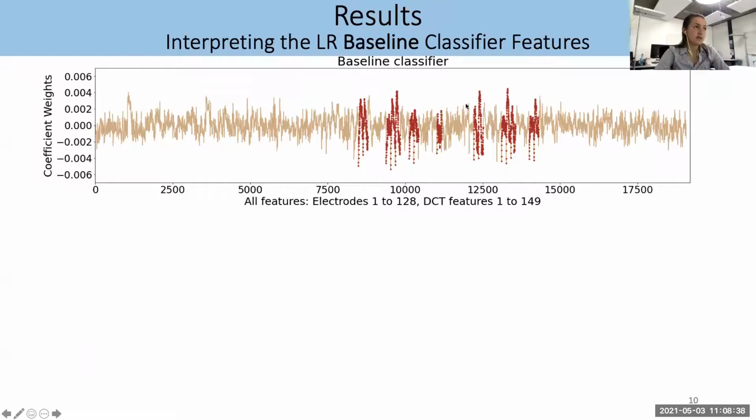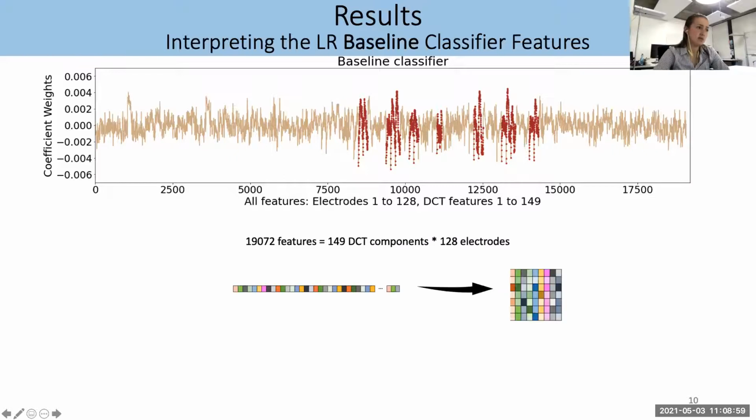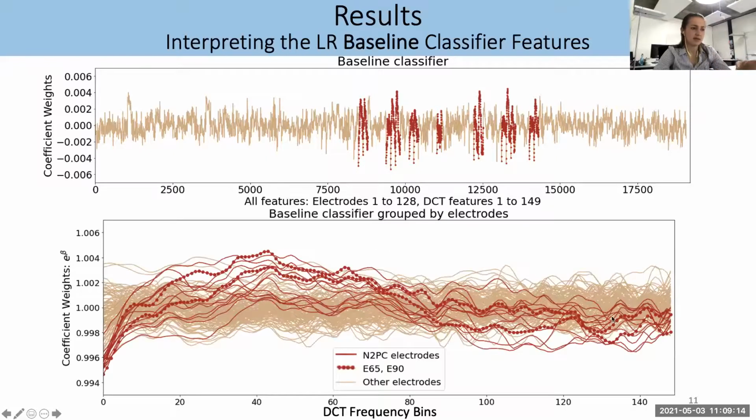So for the first results on interpreting the baseline classifier features, here we can see the one-dimensional coefficient weights or the odds. And you can already notice that there's some sort of periodic pattern happening. And what we decided to do is to take this one-dimensional coefficient weight of the baseline classifier, which is one of the 3 classes, and restructure it to look at the weights by electrode. And this looks something like this.